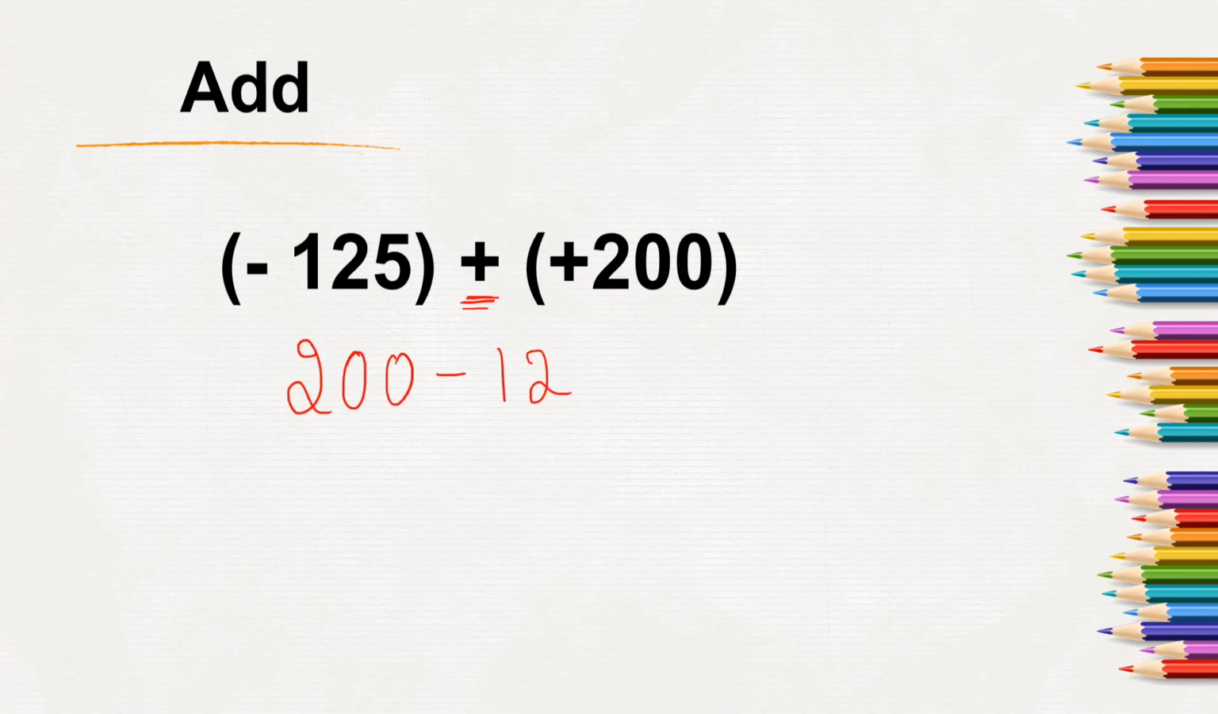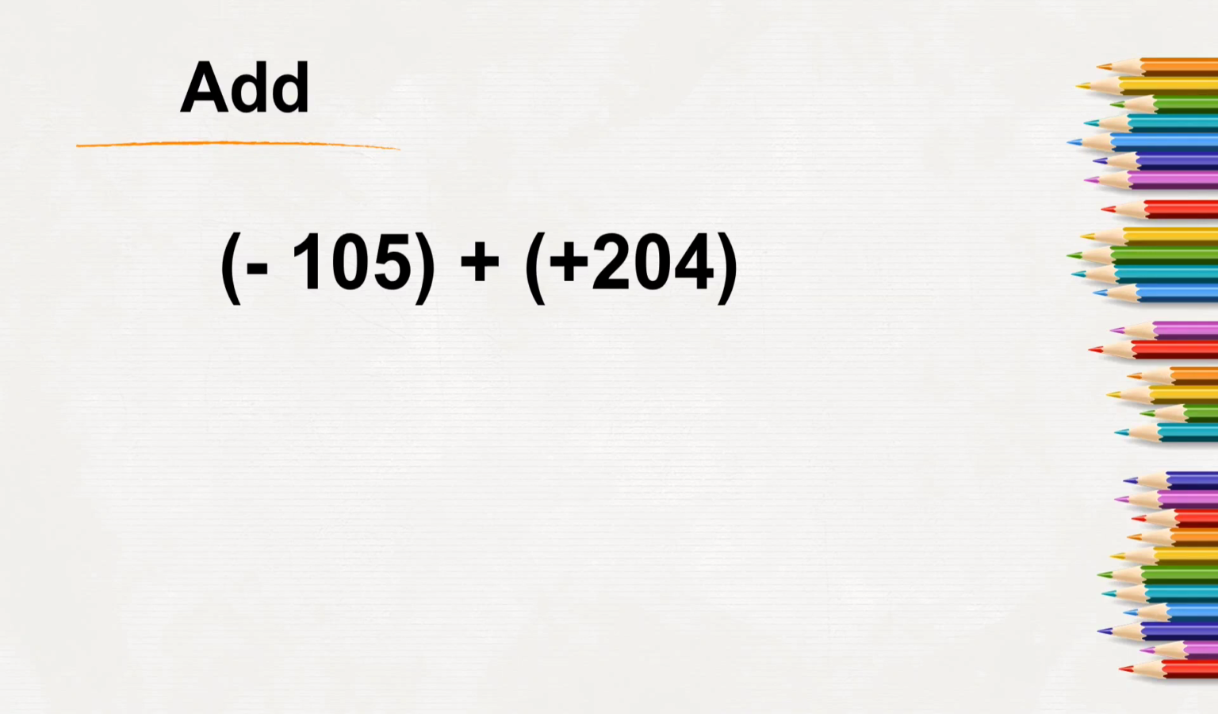Will be 75. Now, look which is the greater number, 125 or 200? 200, right? Which sign does 200 have? Plus sign. So, we'll have to put a plus sign before 75. So, it will be positive 75. So, when we add negative 125 with positive 200, you will get the answer as positive 75.